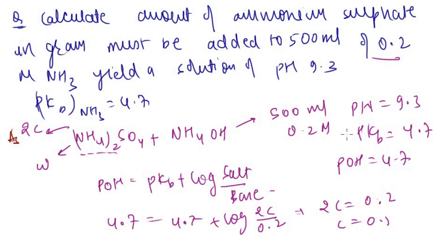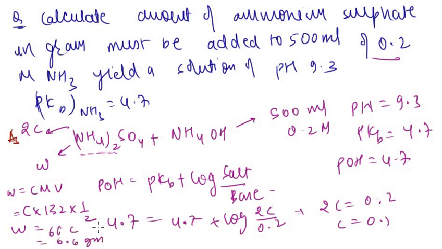So what is the mass? We have calculated that C is 0.1. So mass is C into M into V, where M is the molar mass of (NH4)2SO4. Ammonium sulfate is 132 and volume is 1 by 2. So mass comes out to be 66 C. It is 6.6 gram of ammonium sulfate we have to add.